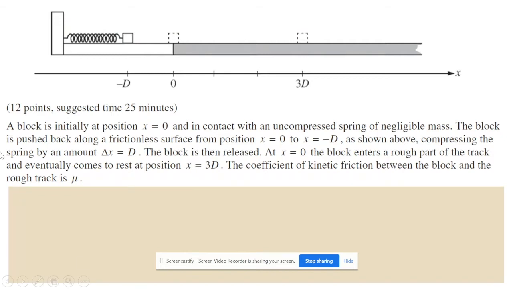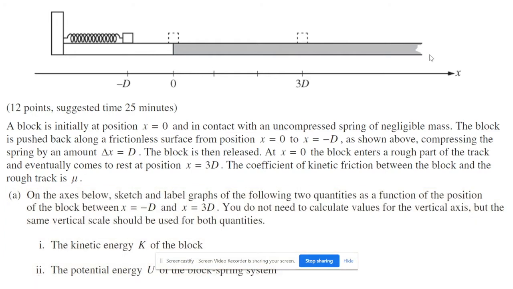This question here, 12 points, 25 minutes, says a block is initially at position x equals 0 and in contact with an uncompressed spring of negligible mass. The block is pushed back along a frictionless surface from position x equals 0 to x equals negative d, as shown above, compressing the spring by an amount delta x equals d. The block is then released. At x equals 0, the block enters a rough part of the track and eventually comes to rest at position x equals 3d. It says here the coefficient of kinetic friction between the block and the rough track is mu. Of course, you can see here the track is colored differently for the section of it that is rough.